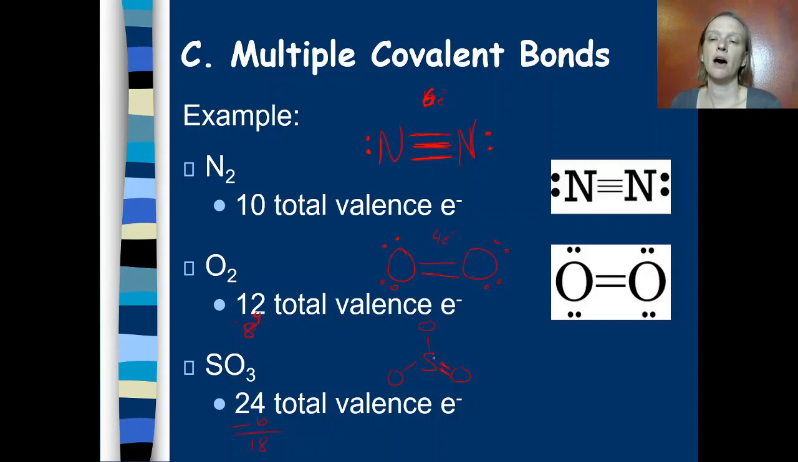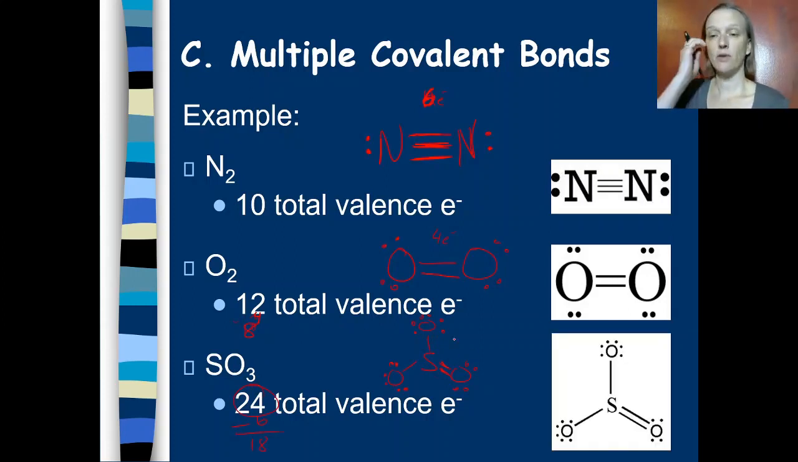And now sulfur has a full octet. Oxygen just needs 2 more lone pairs of electrons. This oxygen needs 3 more pairs, and this oxygen needs 3 more pairs. So I have drawn 12, 16, 17, 18, 19, 20, 21, 22, 23, 24. I have drawn 24 valence electrons here, and so this is the correct structure.